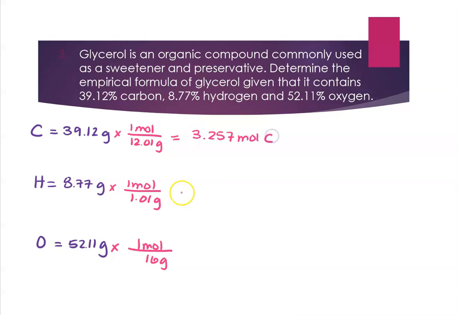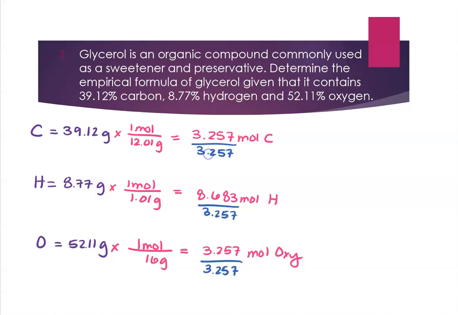3.527 moles. For hydrogen, we get 8.683 moles. And for oxygen, we get 3.572 moles. All right, and then we divide by the smallest one. So the smallest one here is 3.257. All right, and now we do the math, and we get 1 carbon, 2.67 hydrogens, and 1 oxygen.